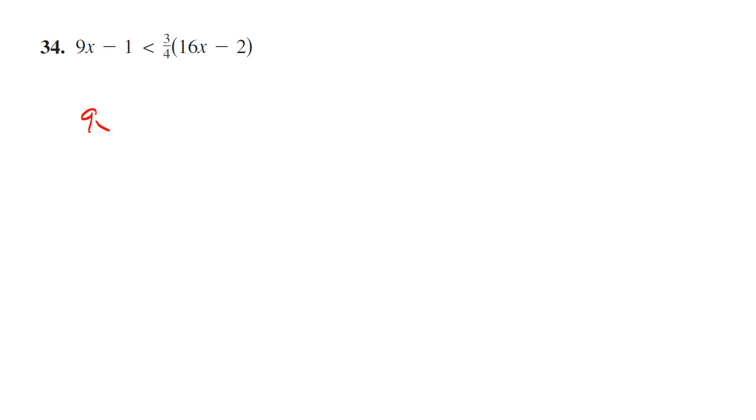So let's go for it. The left-hand side, 9x minus 1, still stays the same. Everything's nice. It's a less than symbol. That's great. But off to the side, 3/4 times 16. So do that.